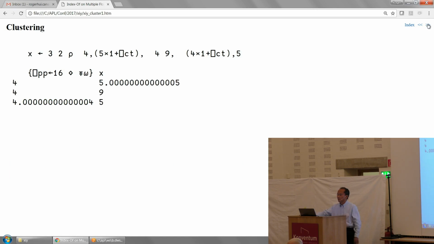Now, if the arguments are multiple columns, in other words, have more than one element in the major cell, you cannot sort them so that tolerantly equal items are contiguous. And this is one example of it.